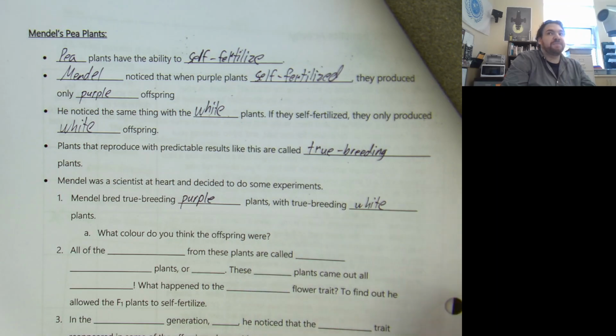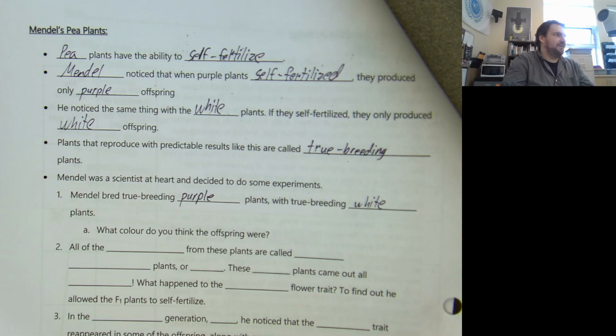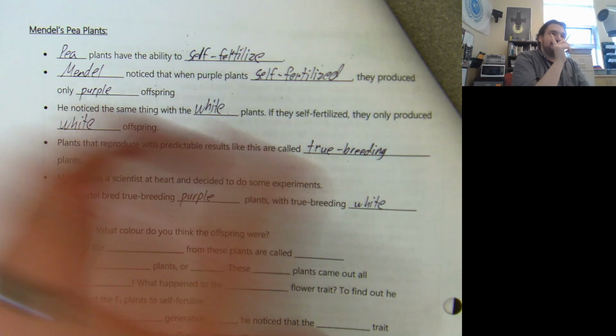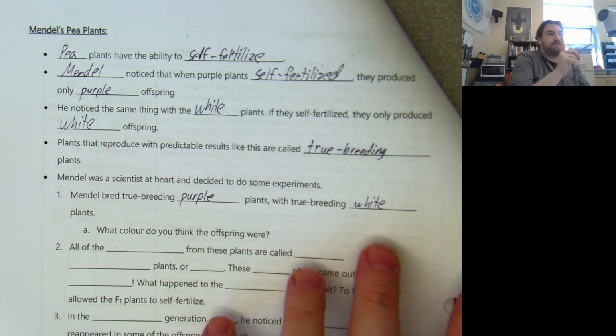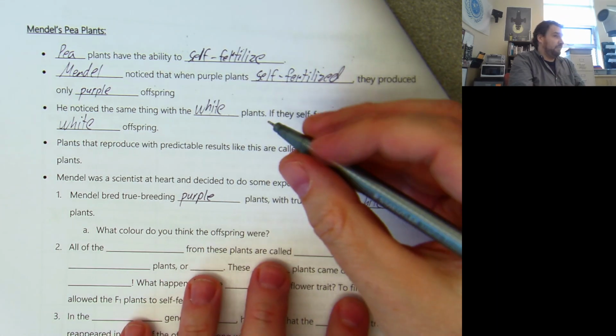What color do you think the offspring were? Who said yellow? Yellow is not... In what world do you mix pink or purple and white and get yellow? Lamise, you said pink. I'm going to tweak your answer and say less. I'm not going to call it pink. I'm going to call it light purple.